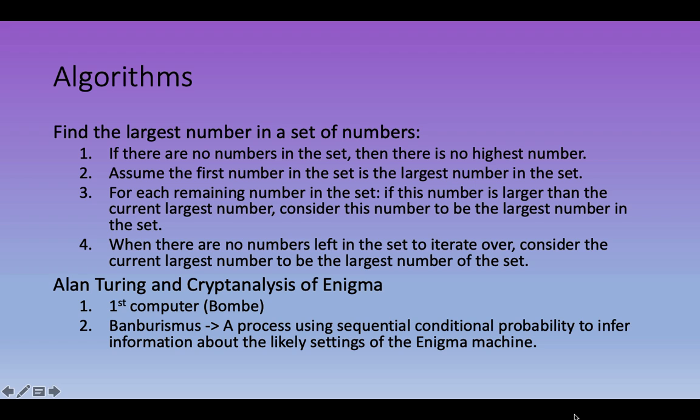which was a process for which they used conditional probabilities, so sequential conditional probabilities, to infer the most likely settings of the Enigma machine. And so think about this. This is a really Bayesian approach, right? They're using conditional probabilities to infer the most likely settings for the Enigma machine, right?